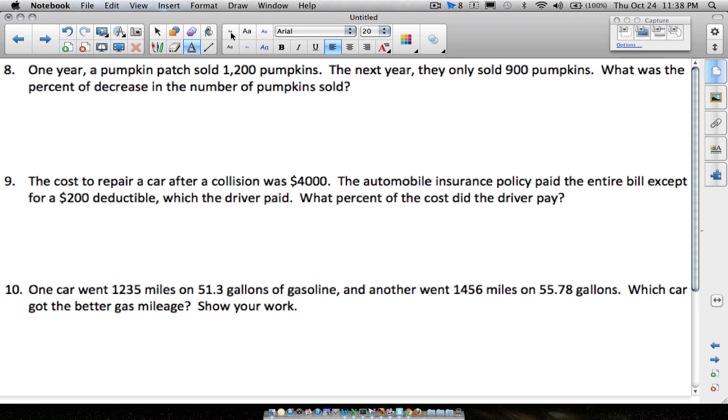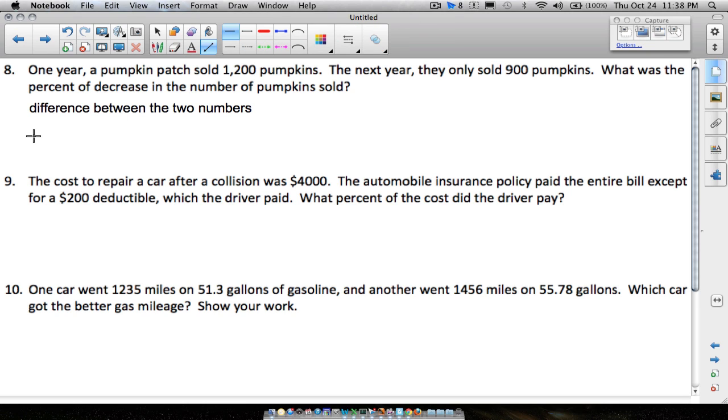So the formula I gave you in class was, I told you this, I said find the difference between the two numbers. And then what you want to do, this is where you have to be extra careful. You want to divide that difference by the old. You have to do it by the old. Old meaning the one that occurred first, so to speak. So let's do that in this problem, but we have some more work to do after that.